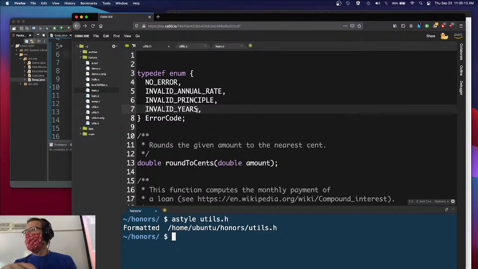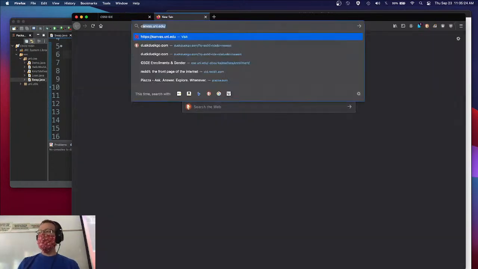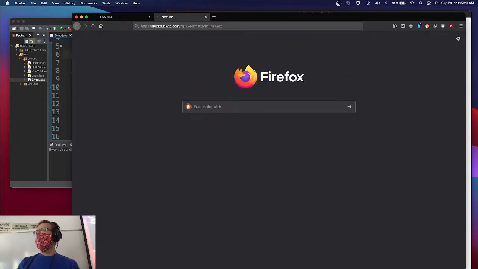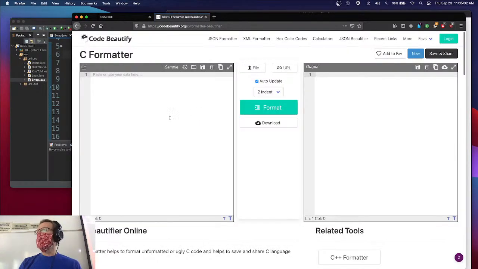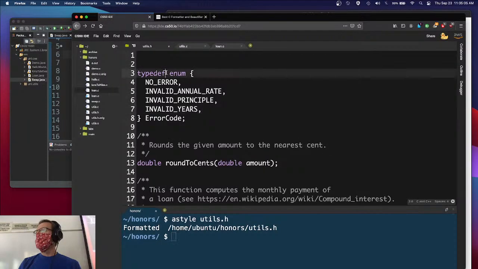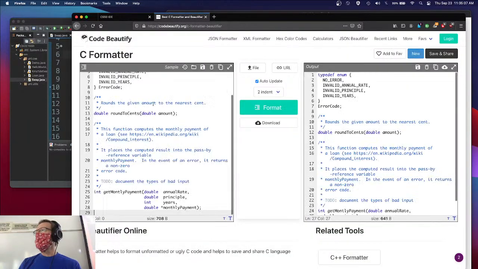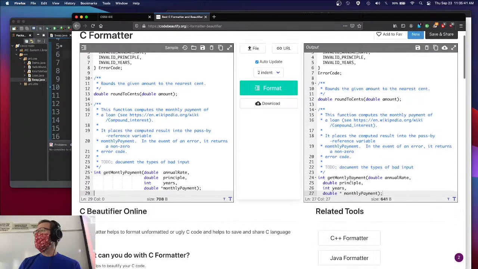Is it difficult to customize your A style? I don't know about A style, but it's certainly not difficult to customize whatever formatter you use, like C formatter. I think that this is probably the one, code beautifier. This is the one that I linked to in Canvas. Let's find out what it does. So here we go. And it did not like the fact that I indented all the way over there.